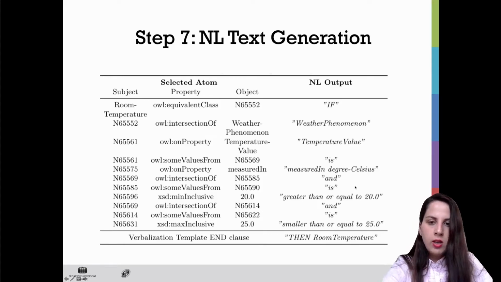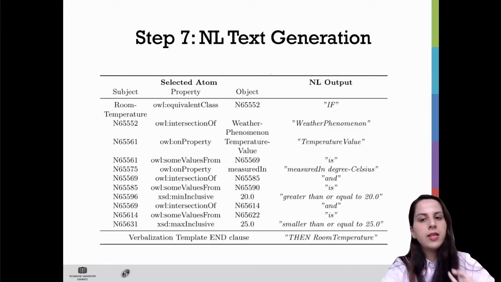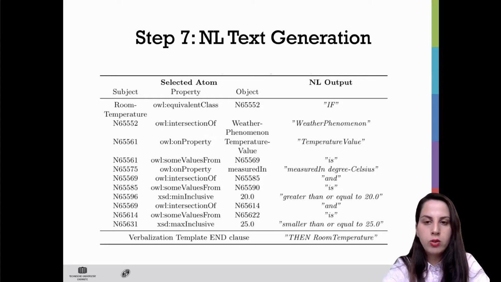Step 7 finalizes the model-to-text transformation from the selected atoms in the parse tree to natural language descriptions. The text is generated by mapping the nodes in the parse tree to a sequence of placeholders in a matching verbalization template in the pattern repository.